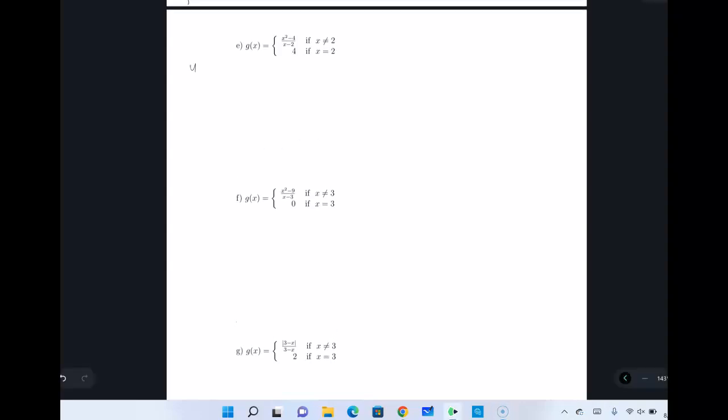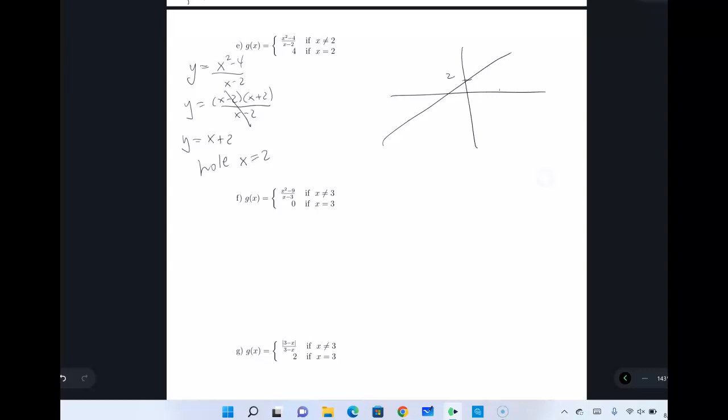Okay, so this graph here, if I was to take the first graph, x squared minus 4 over x minus 2, remember we want to factor and cancel. So this difference of squares in the numerator, so these cancel, so I get y equals x plus 2, but remember there's a hole where x minus 2 equals 0, so there's a hole at 2. So I'm going to have a line with y-intercept 2, and when x is 2, I'm going to have a hole.